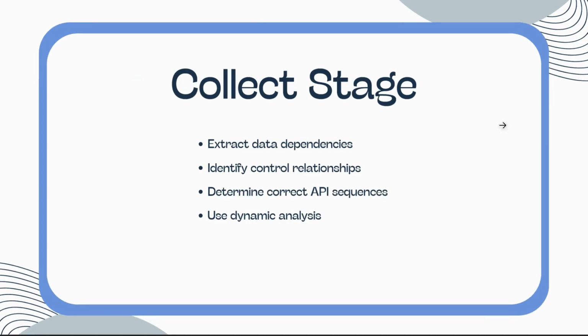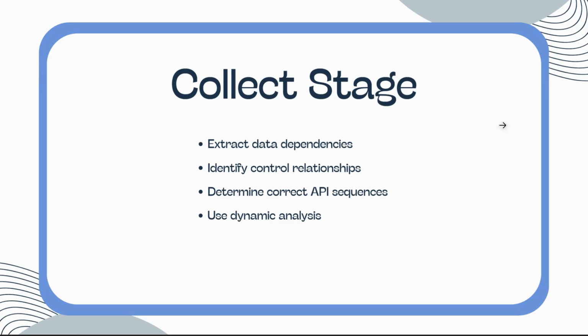The first major step in APICraft is the collect stage. In this stage, the system analyzes execution traces from programs that use the target SDK. These traces record which API functions are called during execution and what data flows between them. APICraft looks for something called data dependencies. A data dependency occurs when one function produces a value that another function later uses as input. For example, imagine a function that loads a font file and returns a font object. Another function might then take the font object as input to render text. That relationship represents a dependency between those two functions.